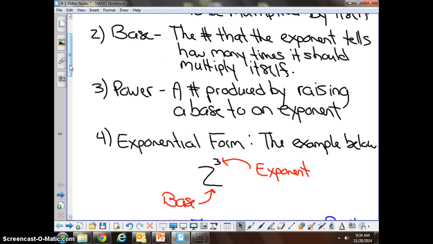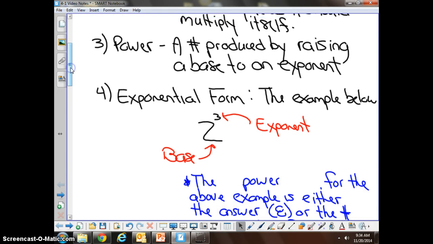A base would be the number that the exponent tells how many times it should multiply by itself. And if you look at the example below number 4 here, the number 2 is labeled as the base. A power is a number produced by raising a base to an exponent. So in our example here, we have 2 to the third. We would actually call that a power. And then if you evaluate 2 to the third, you are going to get 8. And that could also be called the power.